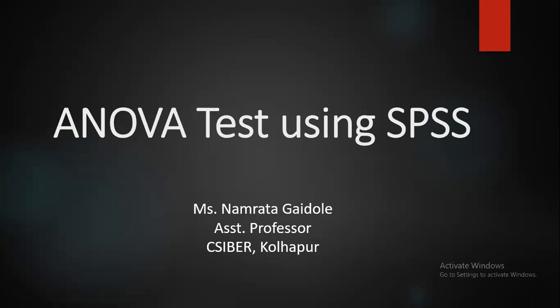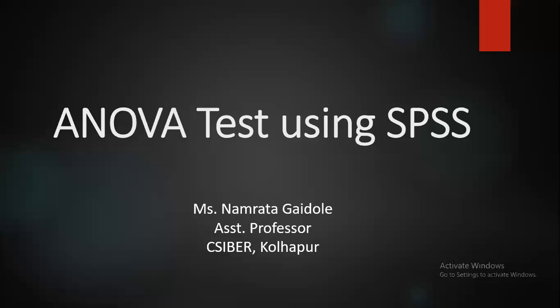So in the last lecture we have seen the ANOVA test, its assumptions, what its conditions are, when we can use this ANOVA, what its importance is, and how we can use it. A brief explanation was seen in the last lecture. If you have not seen that video yet, you can go to the ANOVA test using SPSS part 1 and go through that video.